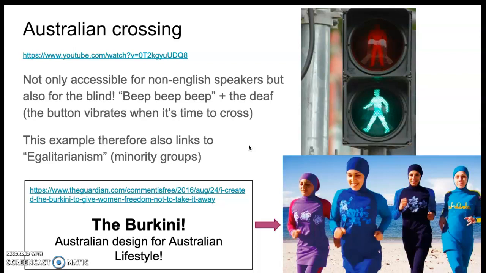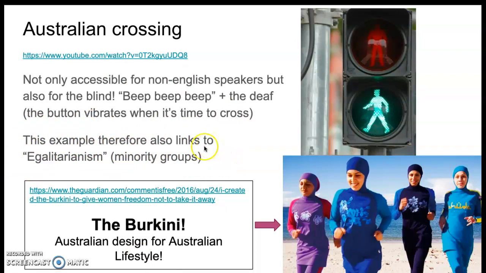So if you're deaf, you can also feel when it's time. It's a design that has been created so that minority groups can all access the same thing equally and not have to have someone with them to tell them what to do or help them across. A blind person can just do things on their own if it's beeping. A deaf person can cross the road on their own if they can feel it. So yeah, that links to egalitarianism, which is design that's inspired and influenced by minority groups, but we'll look at that in a second.